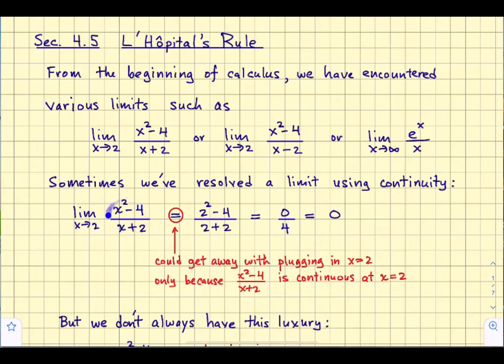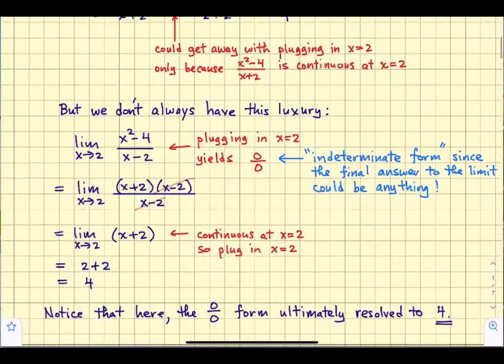Since this is a continuous function at 2, we can obtain the limit value by simply plugging in x equals 2 wherever we see an x, and we ultimately get a 0 over 4, so the limit value is 0. We could only get away with this because the original function was continuous at the x value at which we were taking the limit. But we don't always have this luxury.